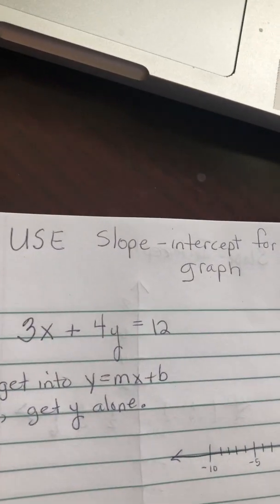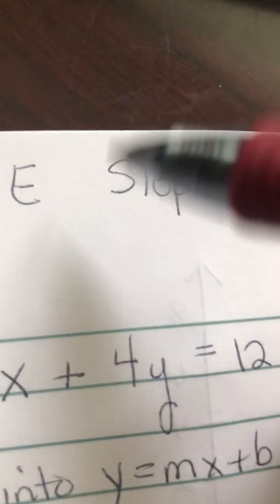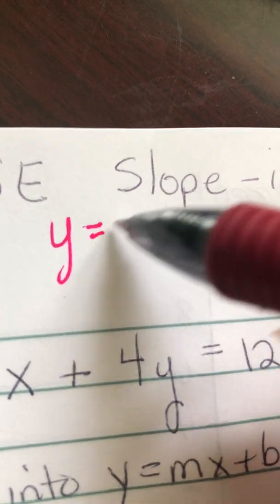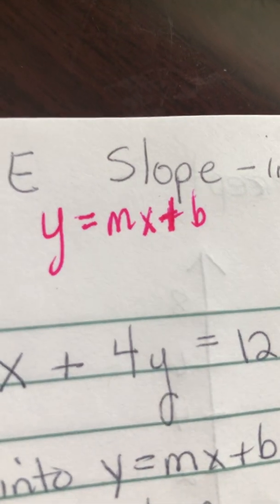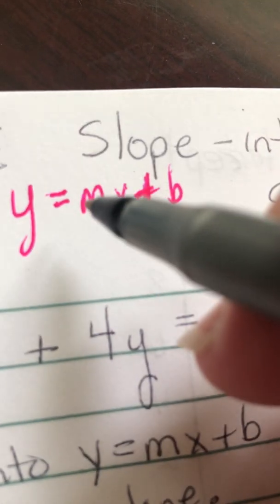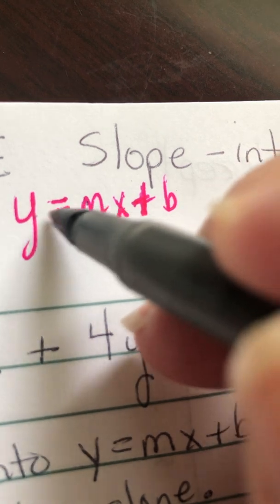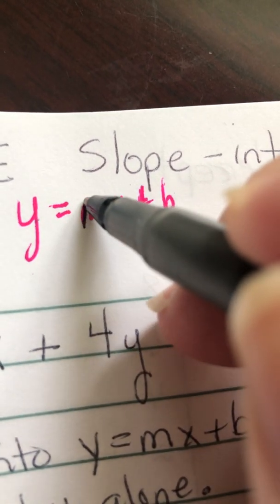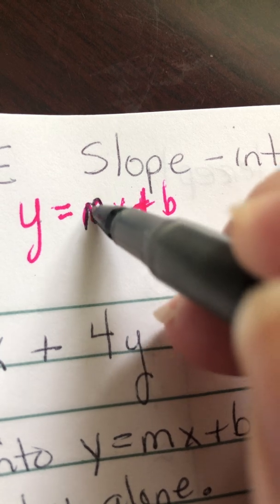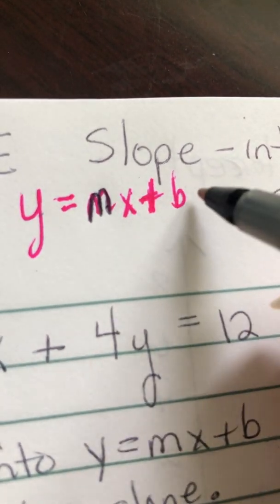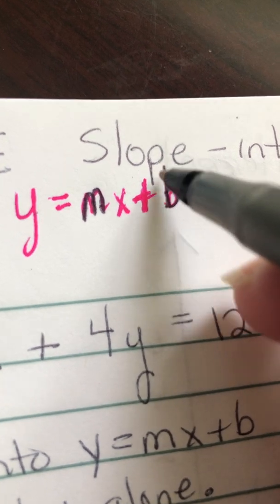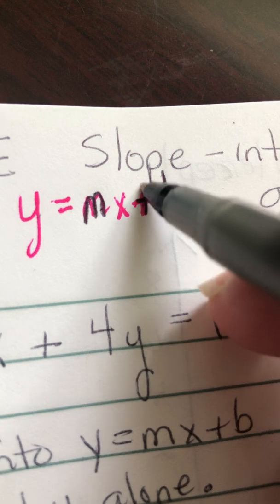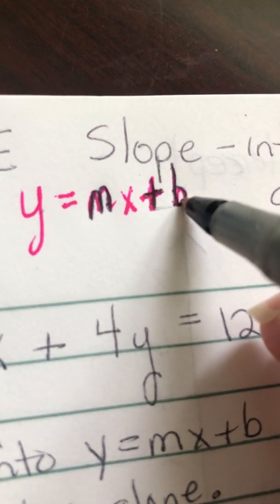Okay, use slope-intercept form to graph. Slope-intercept form of an equation is the y equals mx plus b equation. And it's called slope-intercept because the equation, when it's set up this way, when y is by itself on one side of the equal sign, then we can see the slope right here. The number sitting next to x is the slope, and the y-intercept, where the line is going to touch the y-axis, is right here on the end of the problem, this right here.